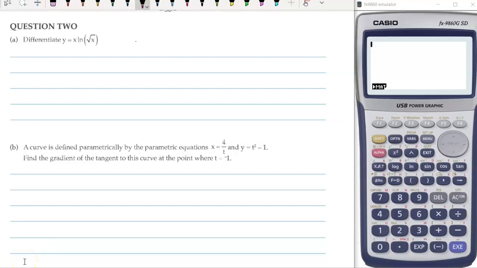Now for question 2, we have a product rule and a little bit of chain rule. So we've got the x in front here, and it's being times by log of, and then we've got a function inside of that, which is x square rooted, or x to the half. Just to be able to follow this easily, I'm going to separate them out. So we've got u equals x, v equals natural log of x to the half. So du by dx is 1, dv by dx is 1 over the thing inside of the natural log, and then times by the derivative of what was inside.